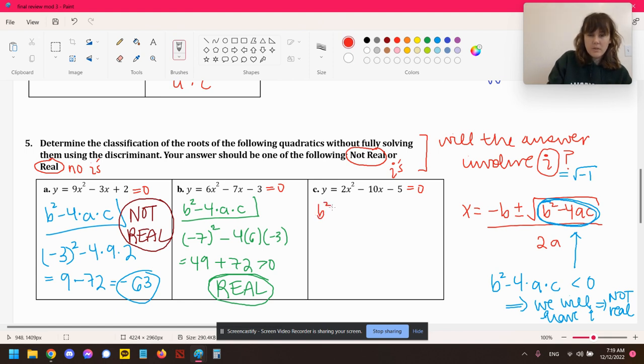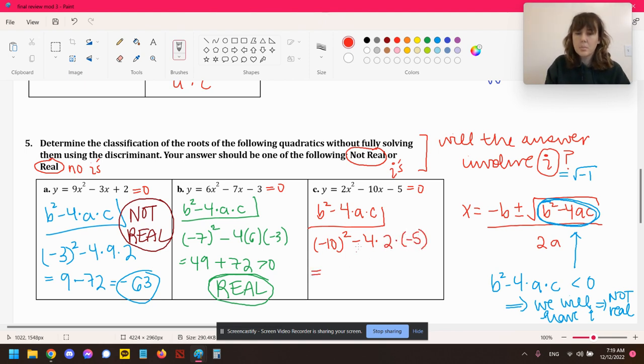Last one in this category. If we do b squared minus 4ac, we get negative 10 squared minus 4 times a times c. Already I know it's going to be real because this is going to be a negative times a negative, so it's going to be a positive. When we add two positive numbers together, it's going to be positive. Let's do it anyways. Negative 10 squared is 100, and this ends up being plus 40. This is real, as 140 is bigger than 0.